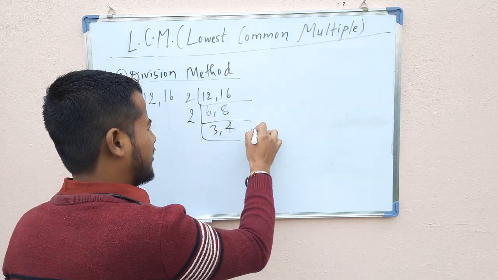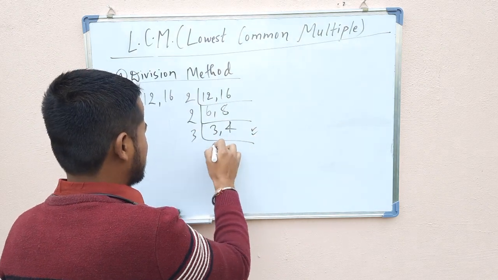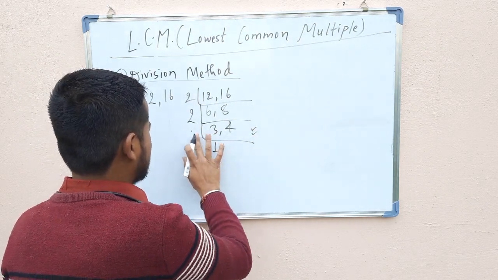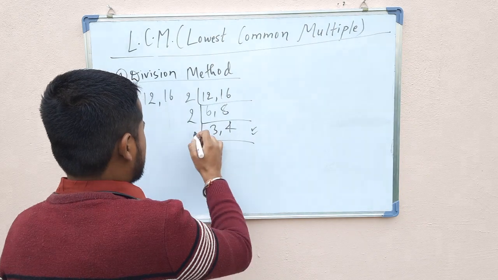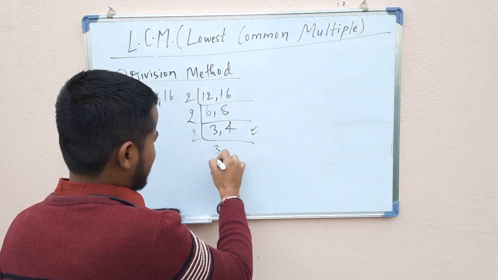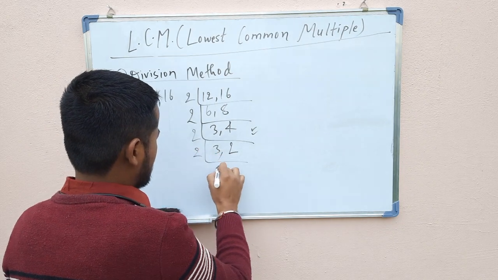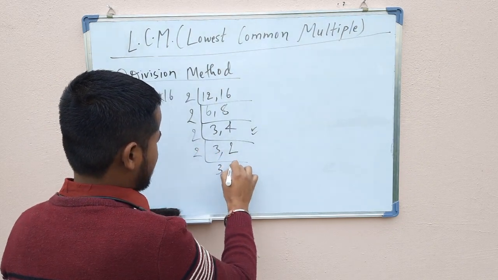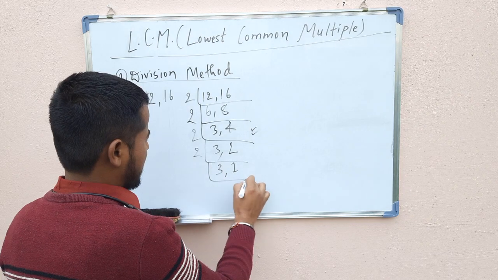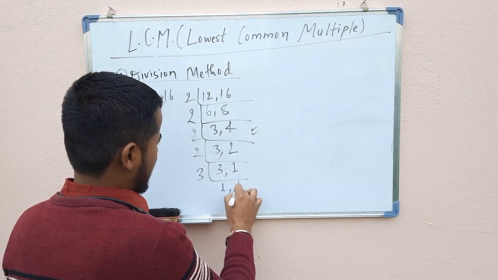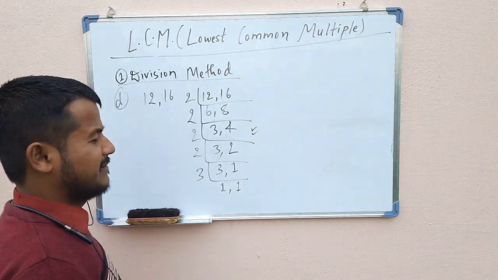Now up to here also it is correct. Or 3 ones are 3, or no 3. Just divide as before. 2 will not divide 3, then 3 as it is. Now 2 twos are 2. 3 will not divide, so 1. 2 ones are 2. Now 3, 1, 1. Now 1, 1 came at last.